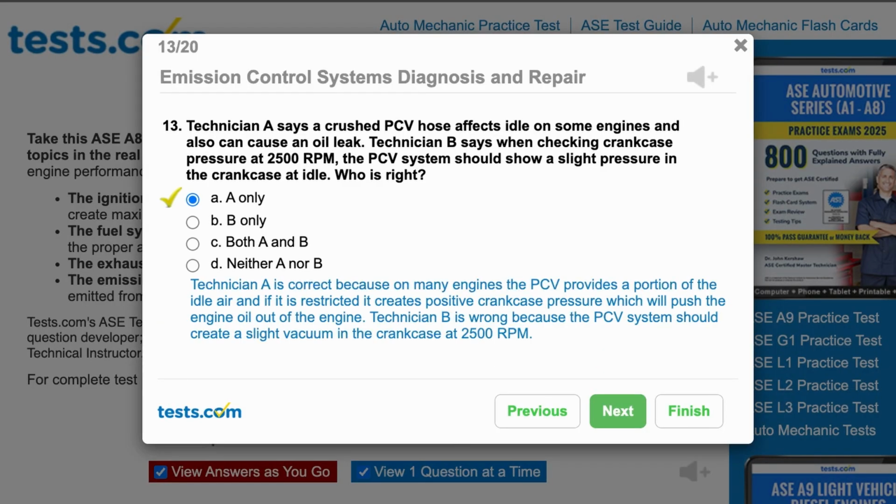A. A only. Technician A is correct because on many engines the PCV provides a portion of the idle air, and if it is restricted, it creates positive crankcase pressure which will push the engine oil out of the engine. Technician B is wrong because the PCV system should create a slight vacuum in the crankcase at 2500 RPM.